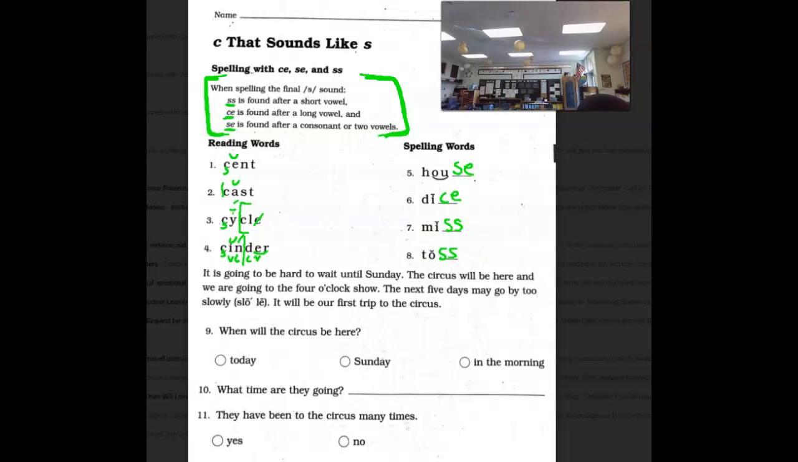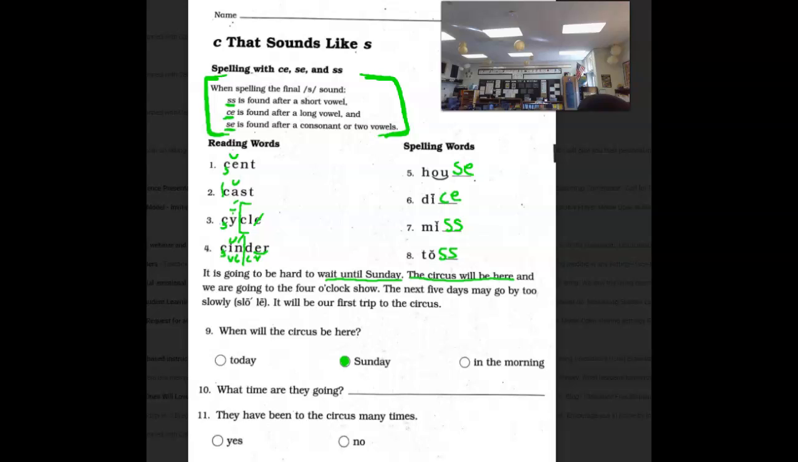All right, let's read our short story. It is going to be hard to wait until Sunday. The circus will be here and we are going to the 4 o'clock show. The next 5 days may go by too slowly. It will be our first trip to the circus. Question 9. When will the circus be here? When will it be here? Well, it says right here in the first sentence, it's going to be hard to wait until Sunday because the circus will be here. So Sunday is when it will be here.